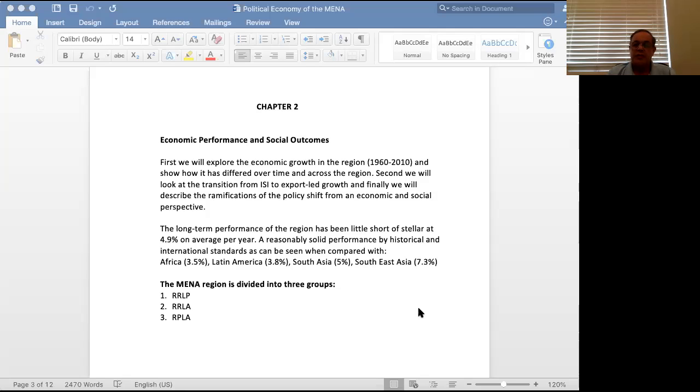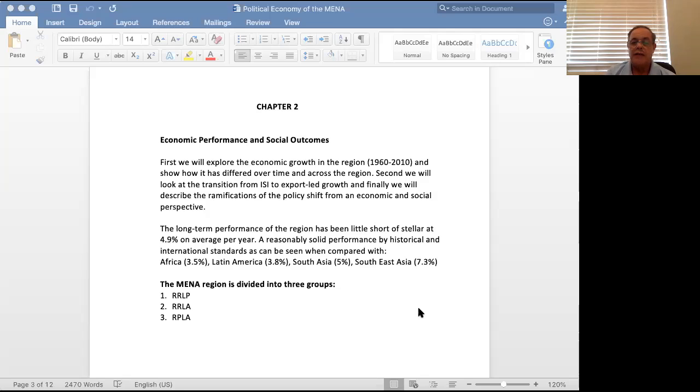So it's a reasonably solid performance by both historical and international standards. And you can see why it is such a stellar performance by simply comparing it to the growth rates in Africa during that period. Africa was growing at 3.5% on average. Latin America was growing at 3.8%. South Asia was growing at 5%. And Southeast Asia was growing at 7.3%.